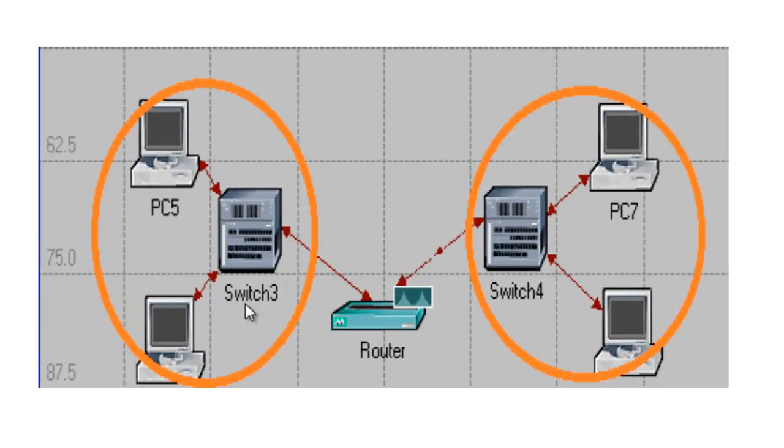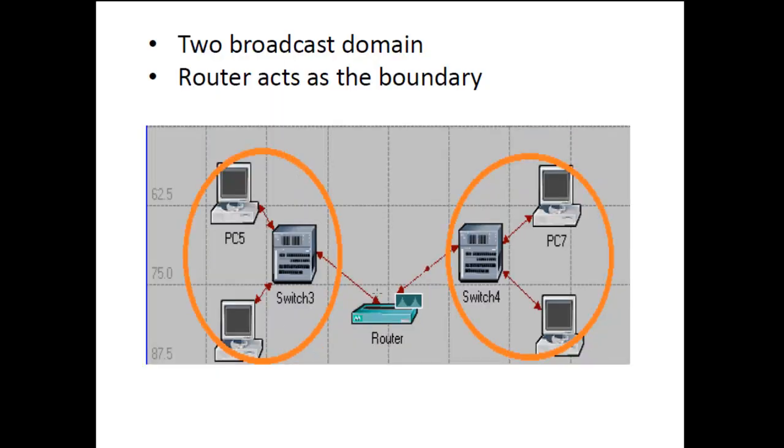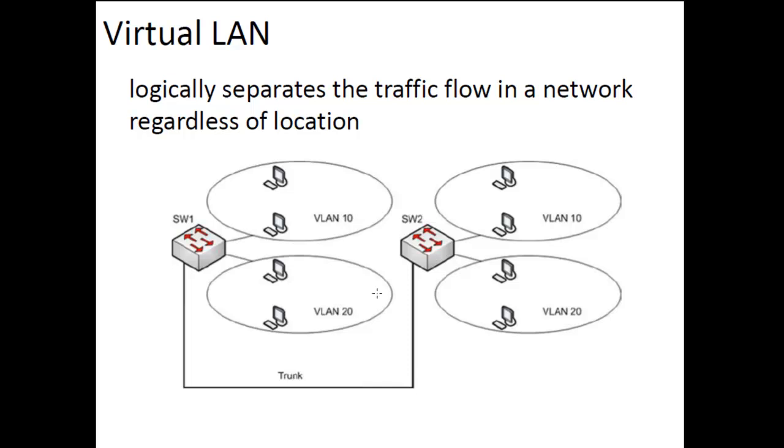And this image shows two broadcast domains because the physical device, which is the router, acts as the boundary between the two switches. So the router physically separates the broadcast domains, and every single broadcast domain belongs to the same subnet and gateway. While a virtual LAN is more likely a broadcast domain which logically separates the network.